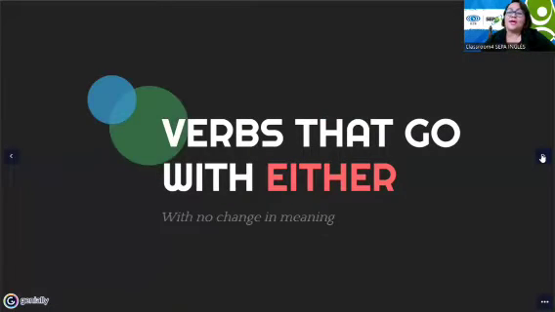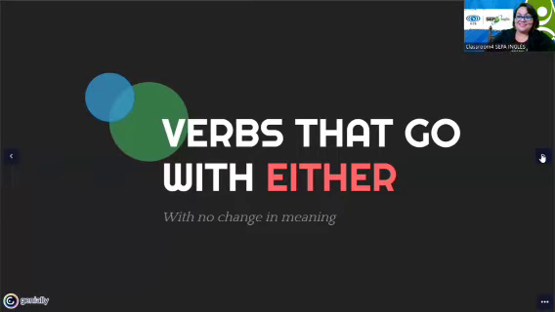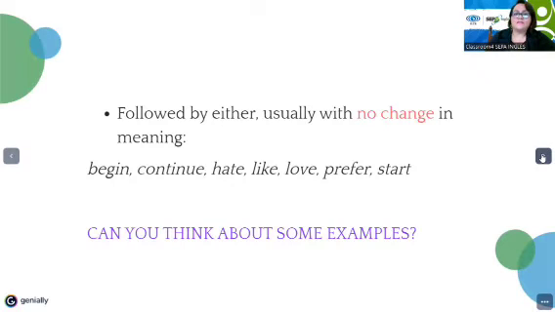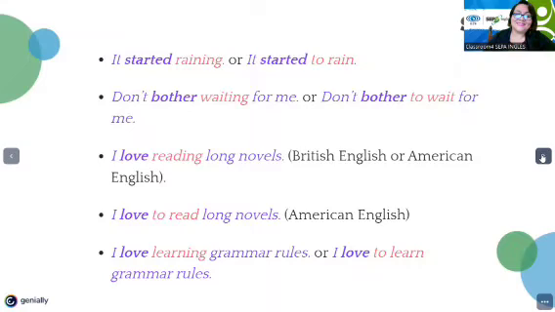And now, verbs that go with either, with no change in meaning. Pay attention to this because we are advancing and you need to focus on those differences. These are followed by either, usually with no change in meaning: begin, continue, hate, like, laugh, prefer, start. Can you think about some examples? Let's see.